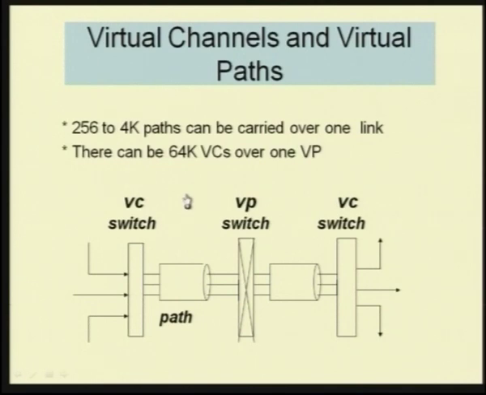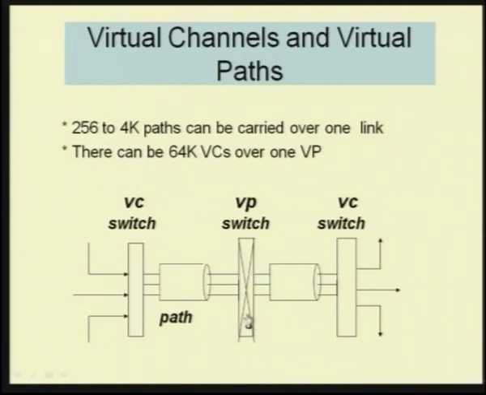Normally, when we talk of ATM switches, we talk about VC switching and VP switching. That is, whether the switching happens with respect to the virtual channels or with respect to the virtual paths. If you look at a typical scenario, this is what it would look like. You will have multiple connections coming in, and at the VC switch, this will take care of virtual channel switching. This is sent on a particular path.